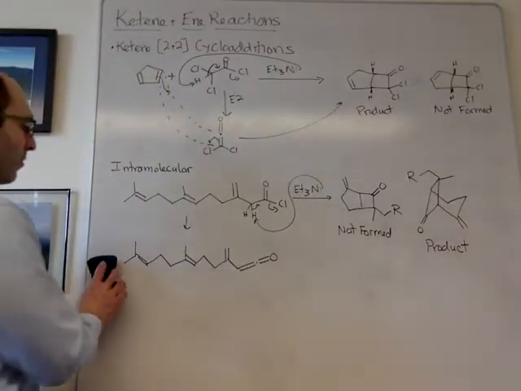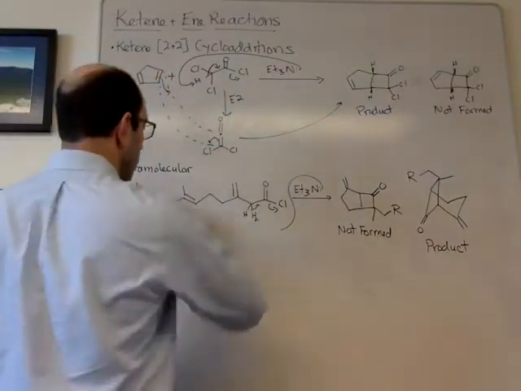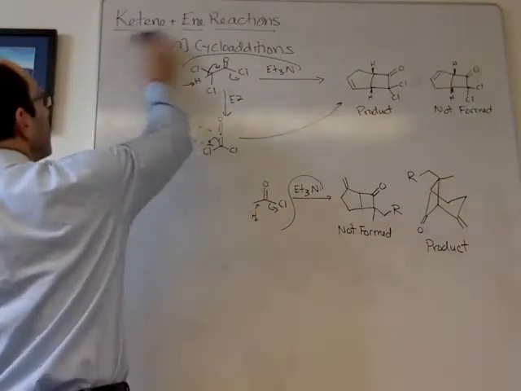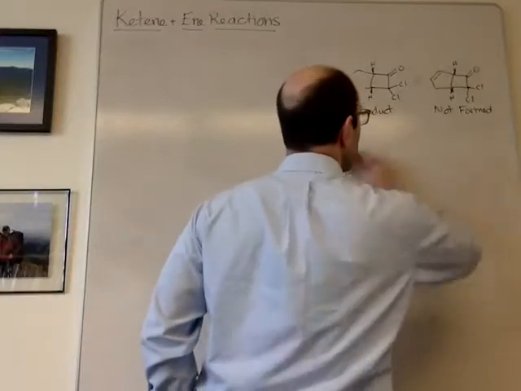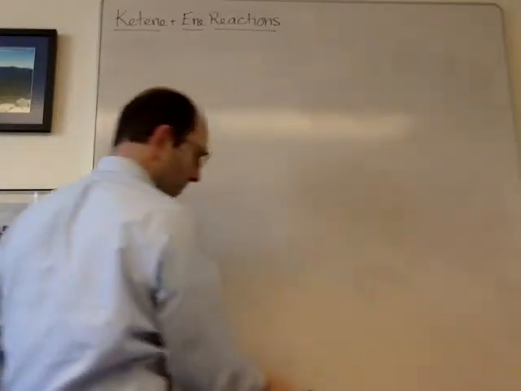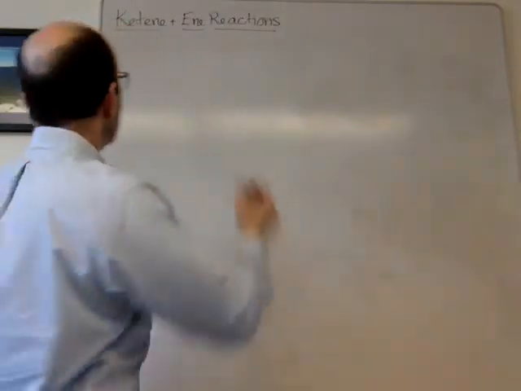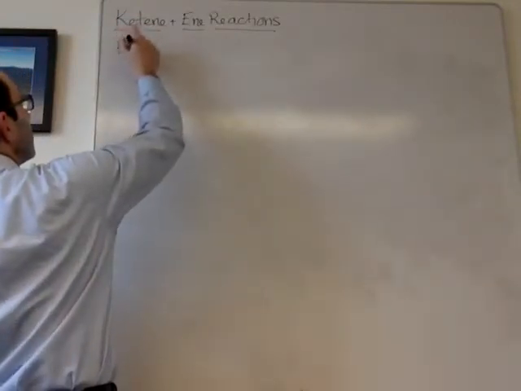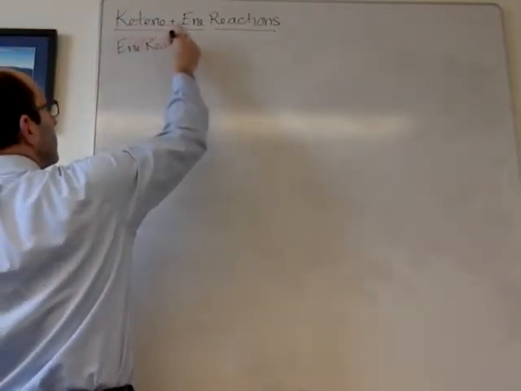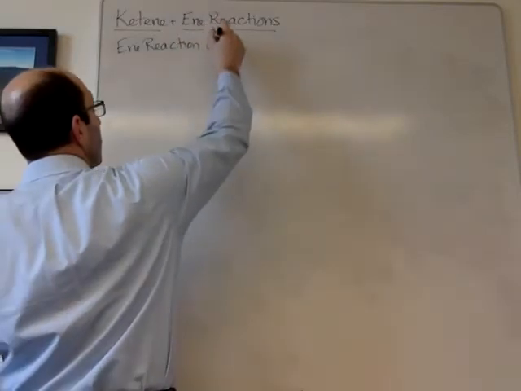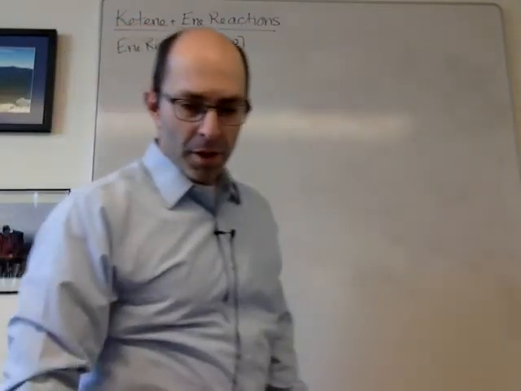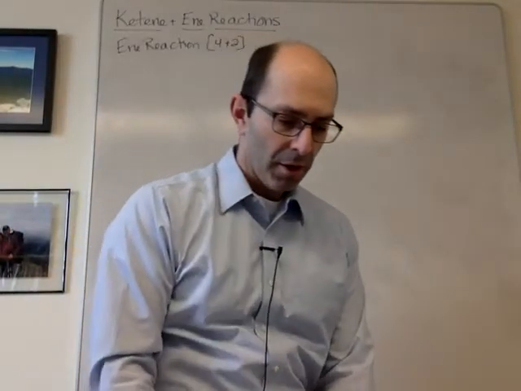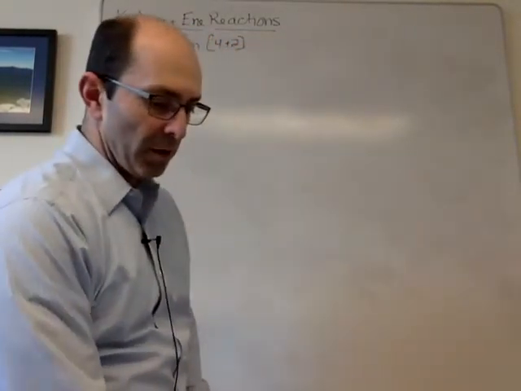Right, so we'll move on from the ketenes. And let's look at the ene reaction. All right, this is formally a 4+2 cycloaddition. And let me just give you an example of an ene reaction.